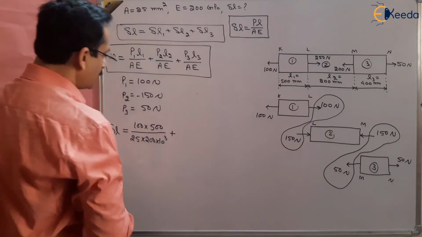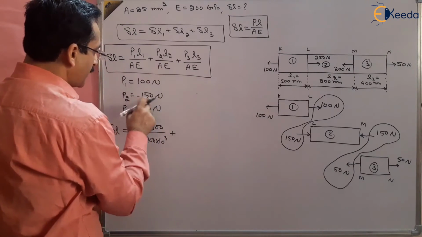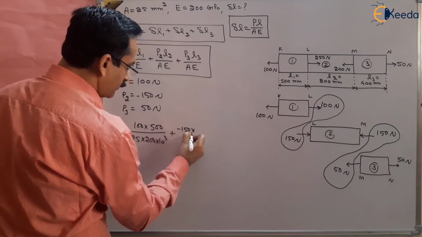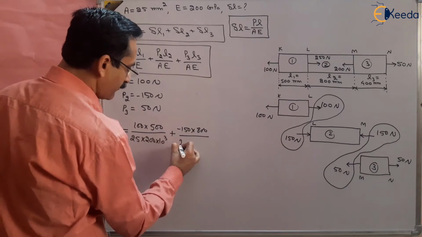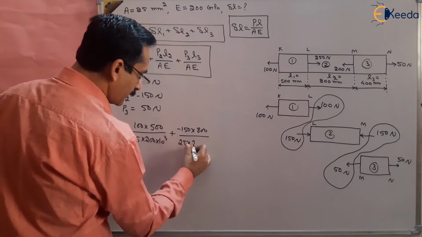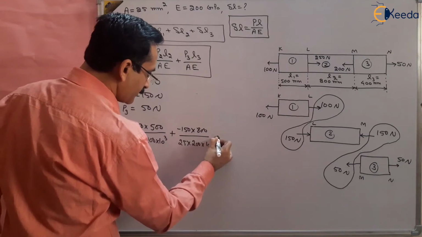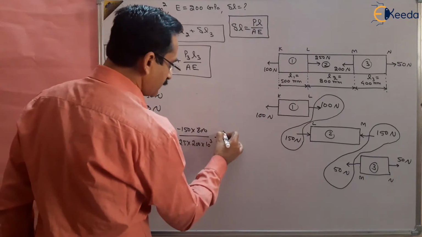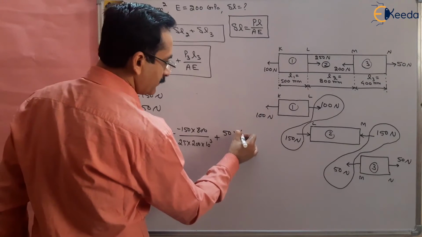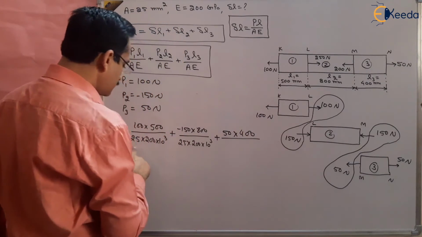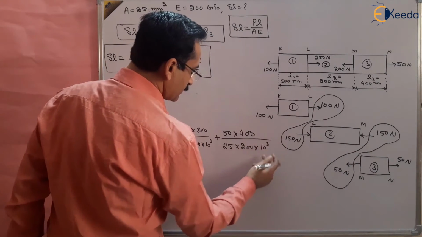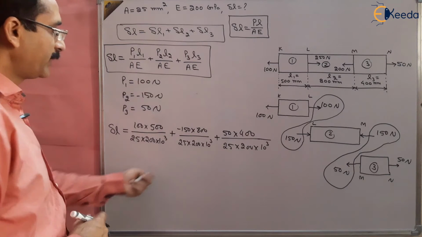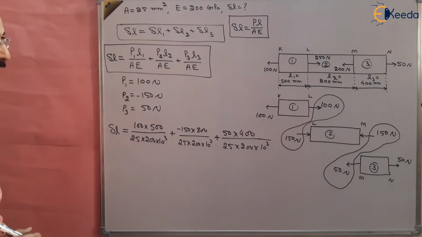Plus P2 is minus 150 into length 800 divided by area 25 multiplied by 200 into 10 to the power 3, plus P3, 50 multiplied by length 400 divided by area 25 and 200 megapascal, keeping megapascal here. Solve it and you will get the value of delta L. Use a calculator and solve it.